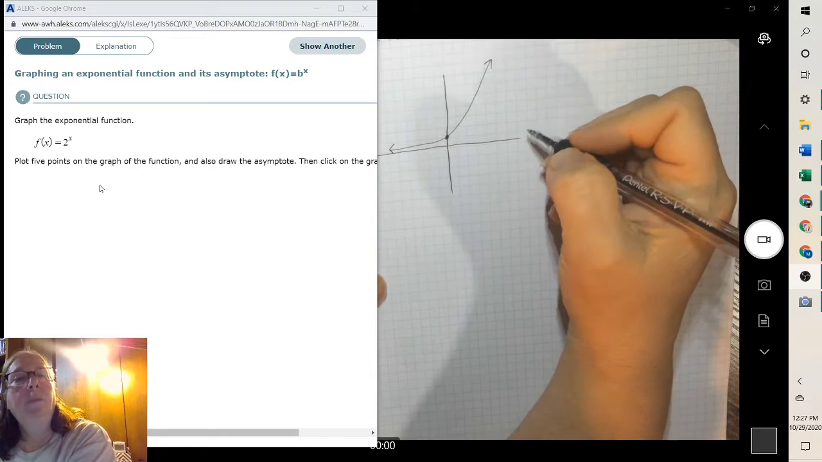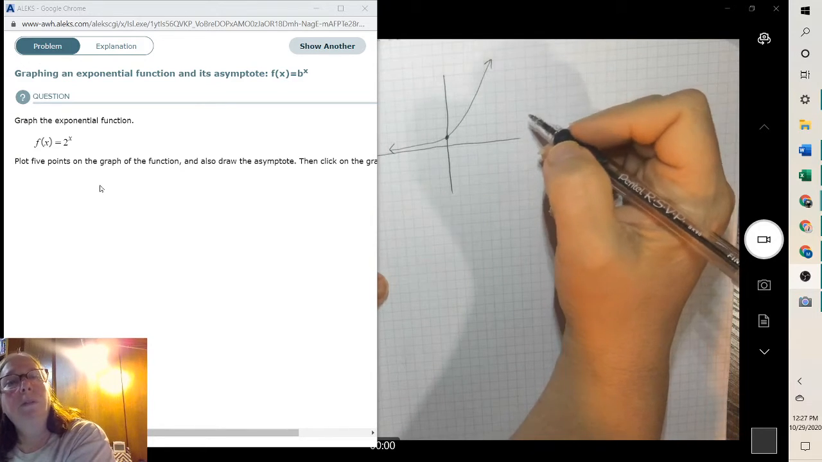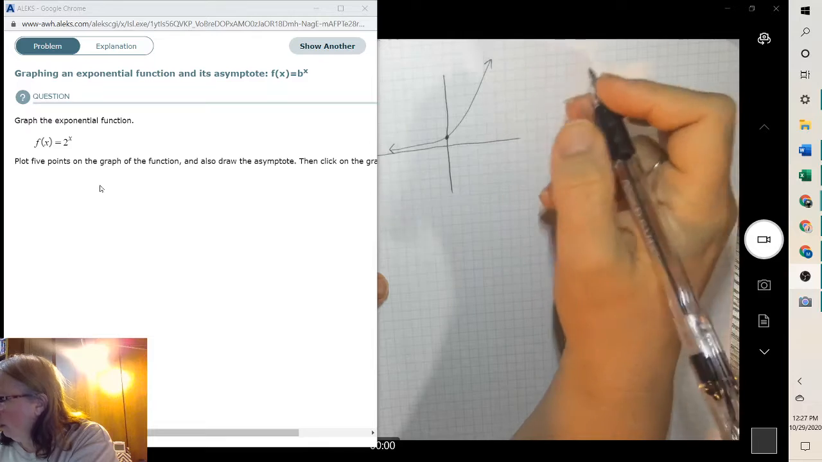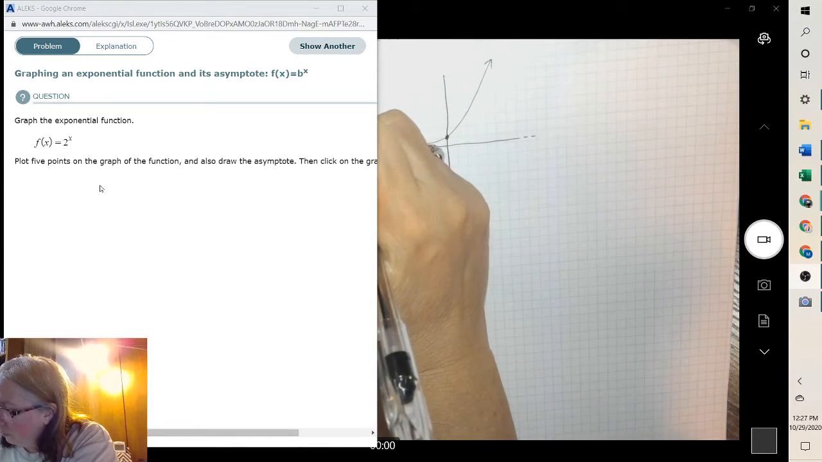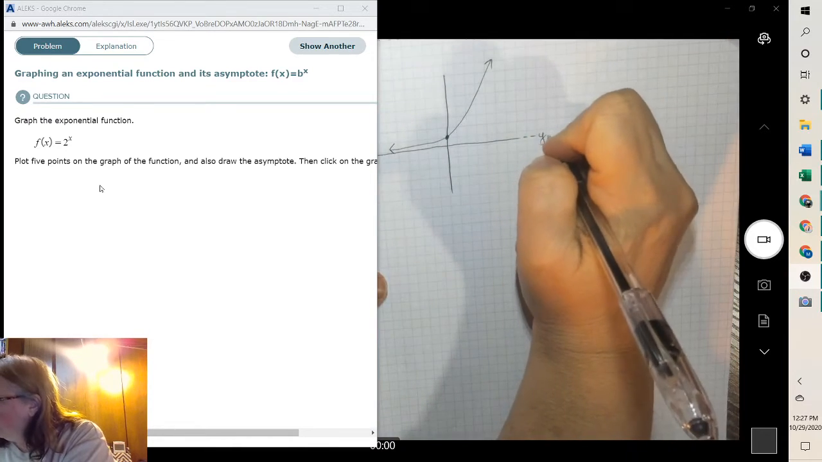So on an exam, you would do it that way. You also need to draw the asymptote. Since it's not moving up and down, the asymptote is right at 0.